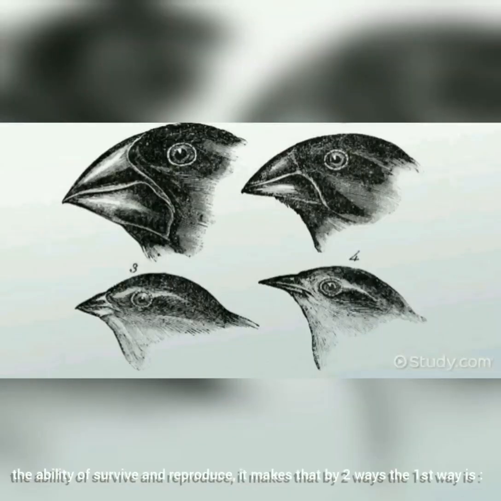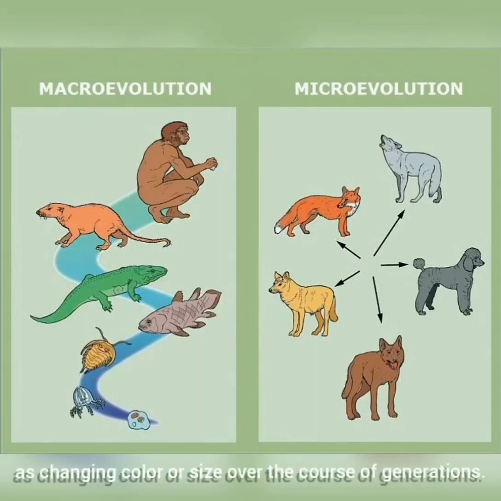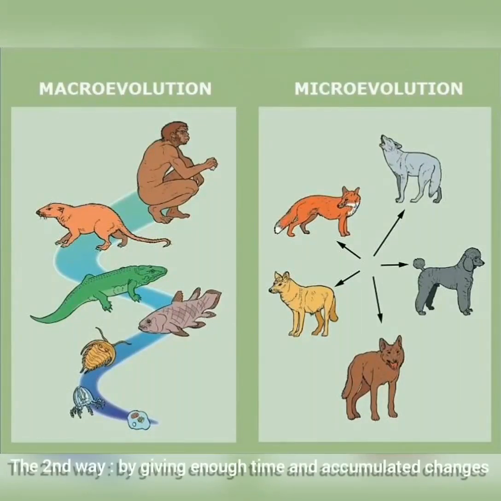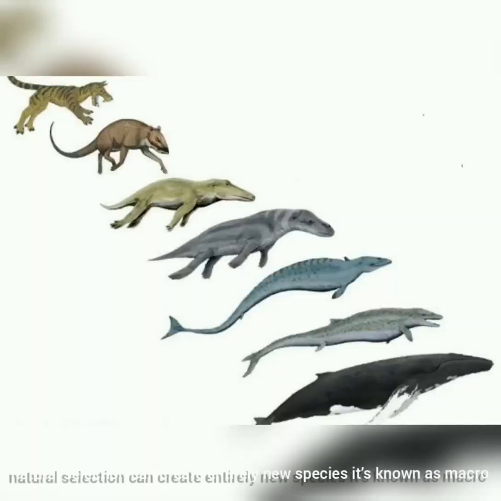The first way is microevolution. It can change a species in a small way, such as changing color or size over the course of generations. The second way is, given enough time and accumulated changes, natural selection can create entirely new species.